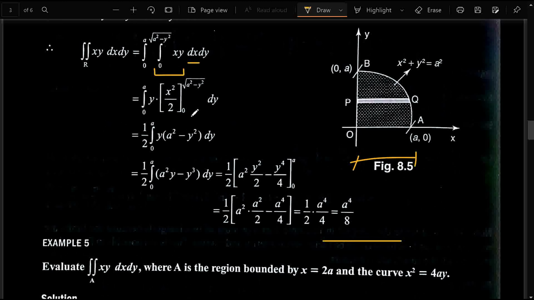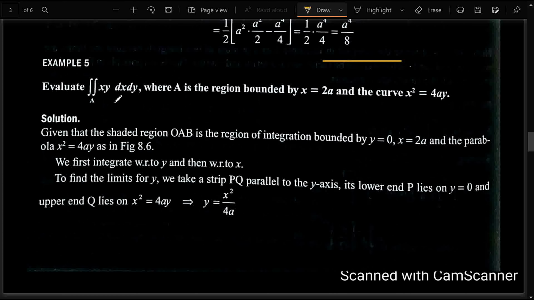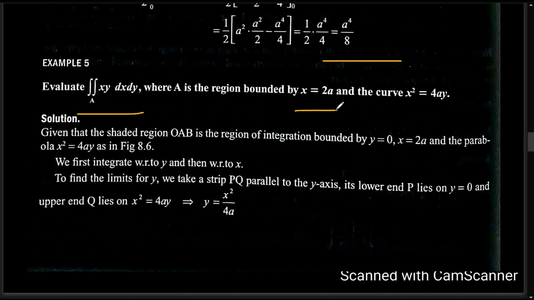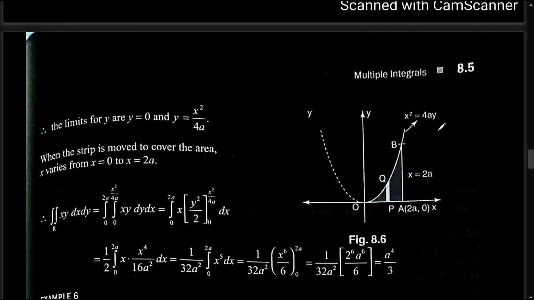These are all simple integrations, guys. You can easily see this is self-explanatory. And this is another double integration where R is a region bounded by x is equal to 2a. Obviously, by looking at the equation you can say that's a line, and the curve x square is equal to 4y. This is the equation of a parabola. So this is a parabola.